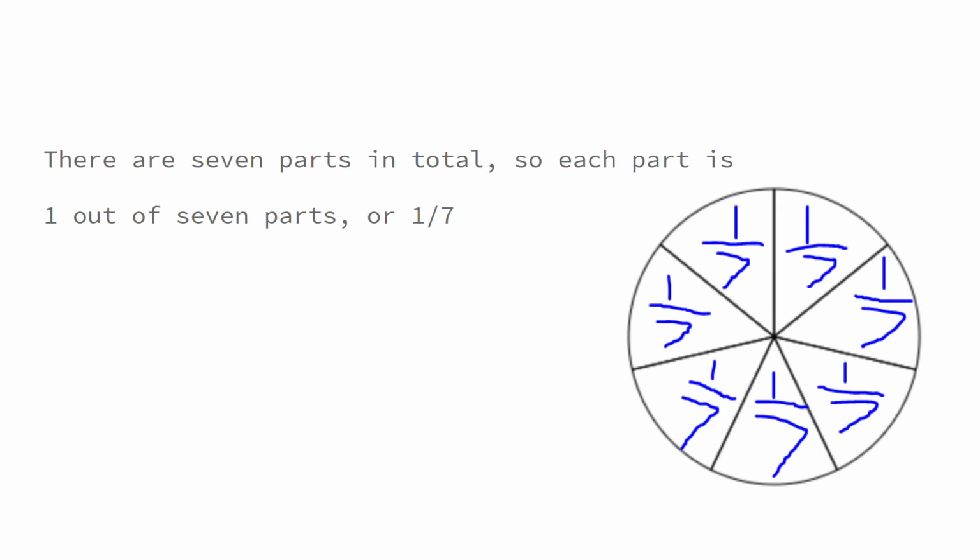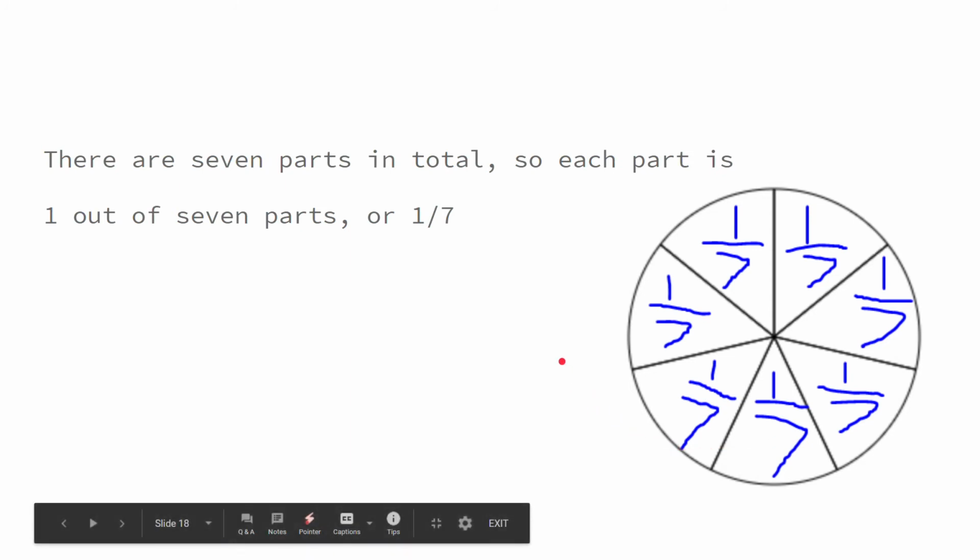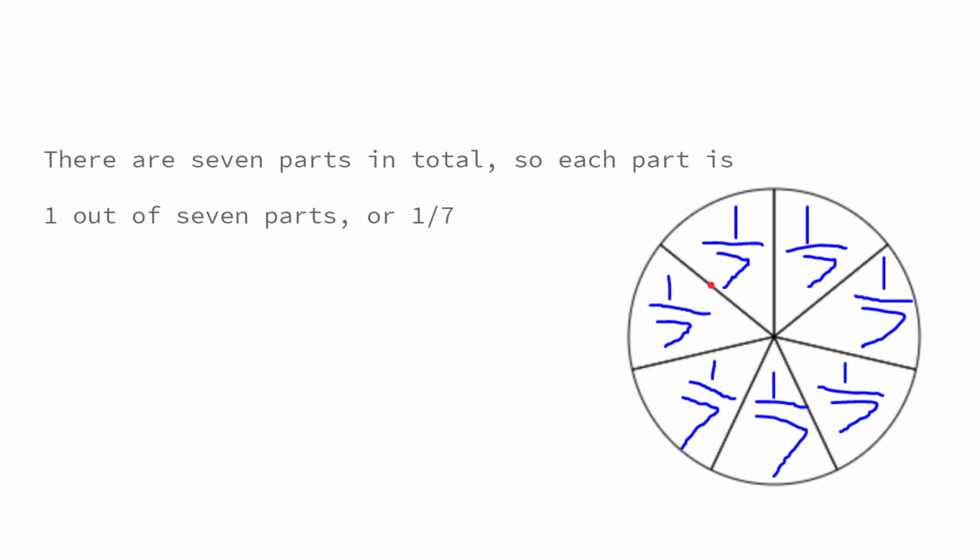Okay, so fingers crossed that you did pause the video. So the logic around this one is the same as the last one. In total, there are 7 parts to this. So my denominator, my bottom number, is going to be a 7. And in each situation, I'm talking about one piece. So each piece is going to have the value of 1 out of 7 parts, or 1 over 7.